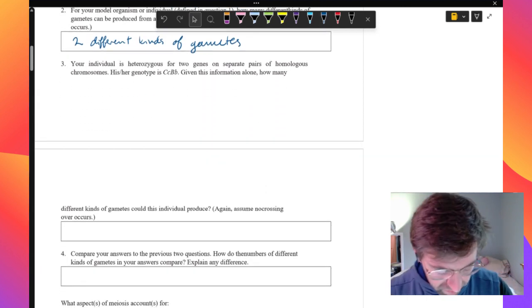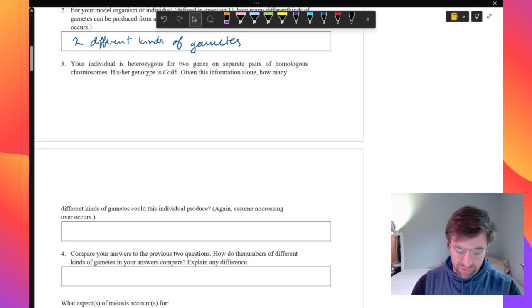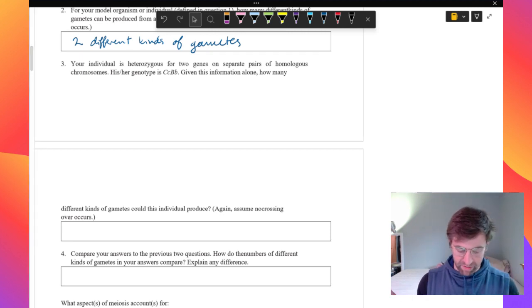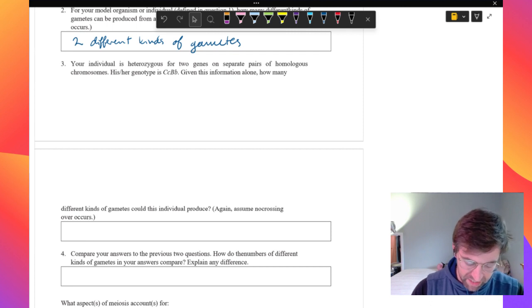Your individual is heterozygous for 2 genes on separate pairs of homologous chromosomes. Their genotype is big C, little c, big B, little b. Given this information alone, how many different kinds of gametes could this individual produce? And again, assume no crossing over occurs. So heterozygous individuals, okay.